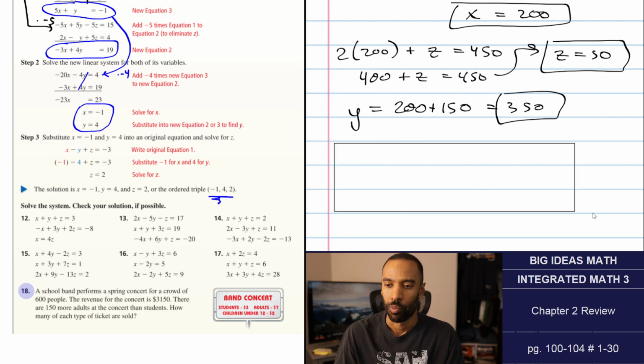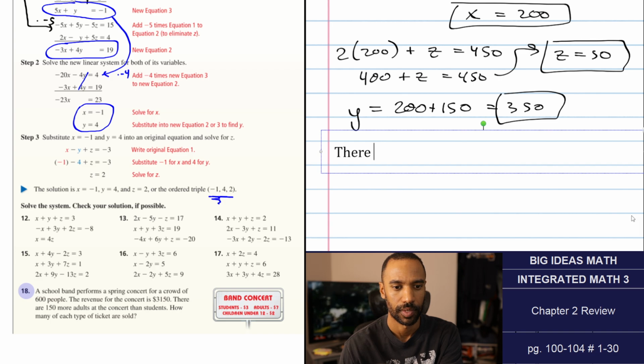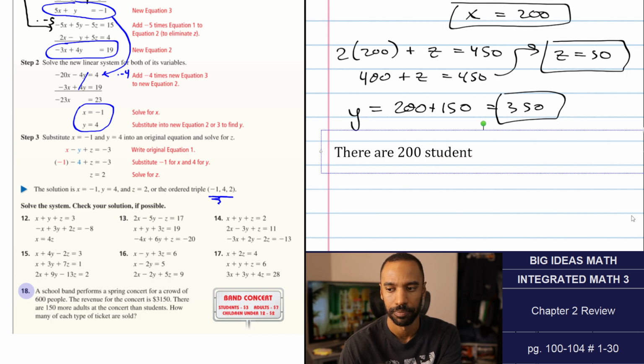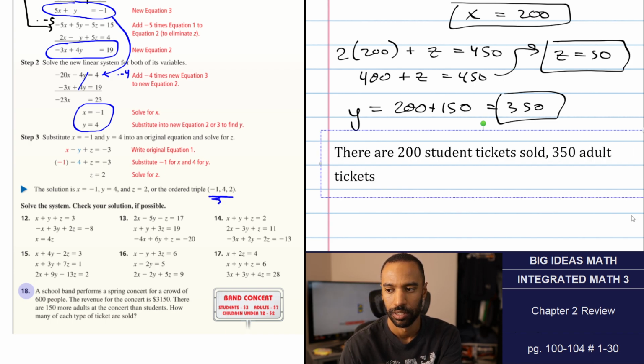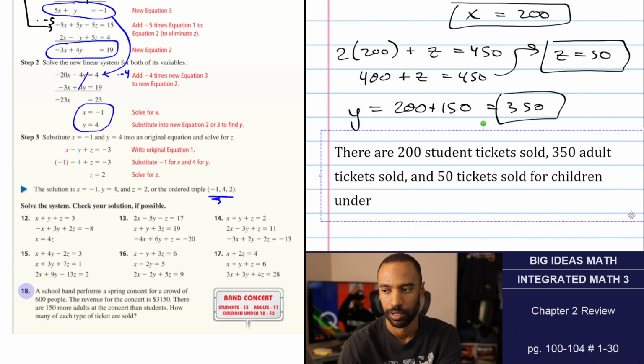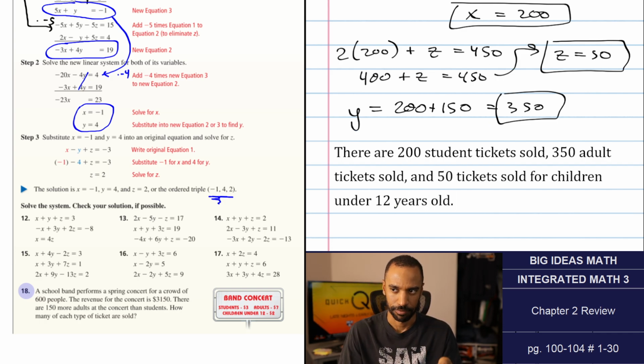So, to answer the question, instead of an ordered triple, we'll say how many were sold. There were 200 student tickets sold, 350 adult tickets sold, and 50 tickets sold for children under 12 years old. And that's our final answer there.